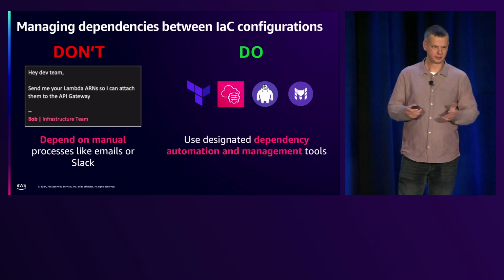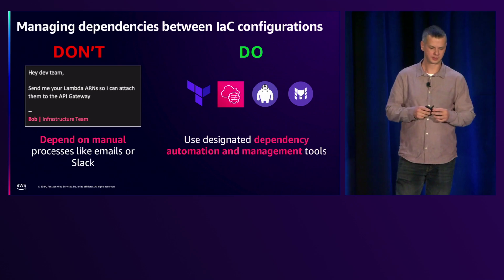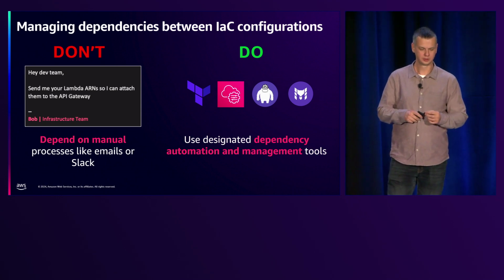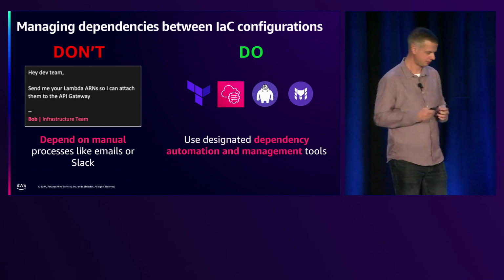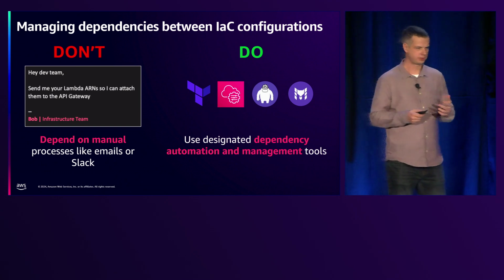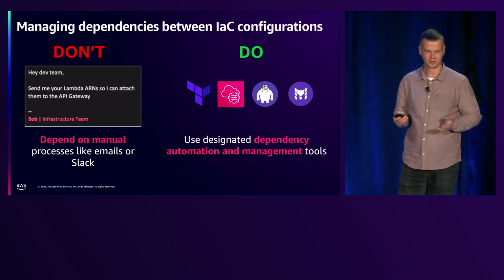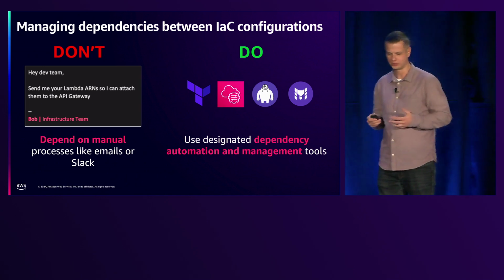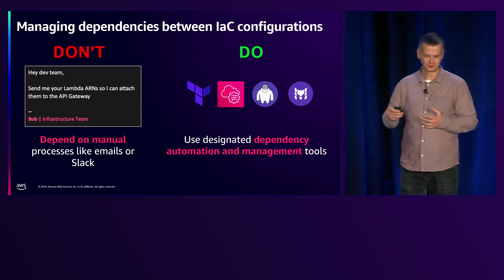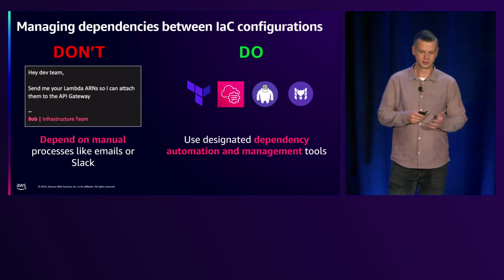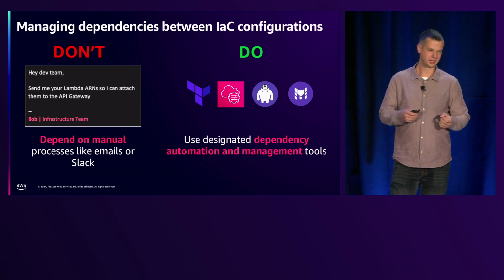So one kind of amazing way is to send a message and say, hey, what's the Lambda ARN I can attach? So Bob is doing a bad job. Bob shouldn't use email. Bob should use something else. Because we can easily understand that if you reach out to somebody on Slack and ask, hey, what should I do? I mean, we all have this situation where we find it much more convenient to ask somebody. But the right way, if you're doing infrastructure as code, is to use designated dependency automation and management tools.